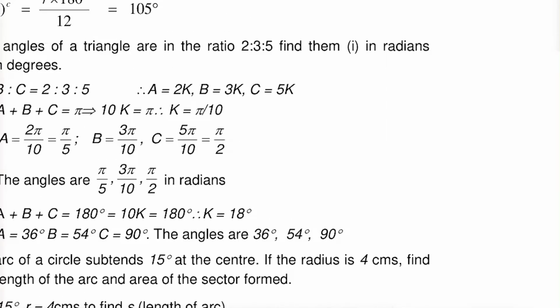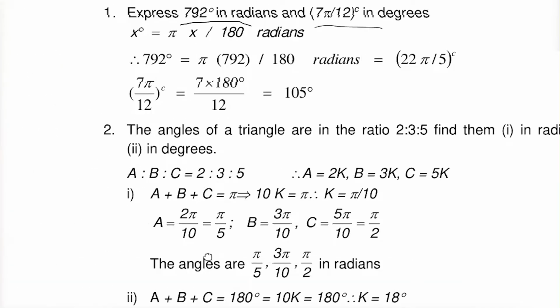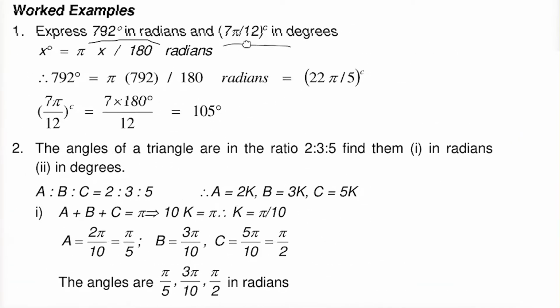Now here is an example: express this in radians and this in degrees. 792 degrees in radians and 752 in degrees. So I think you will all solve it, right? There is nothing to explain. If anyone wants to know again, please tell. I have given a formula already.